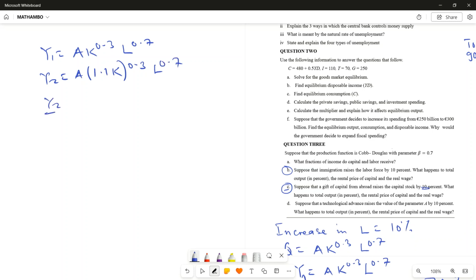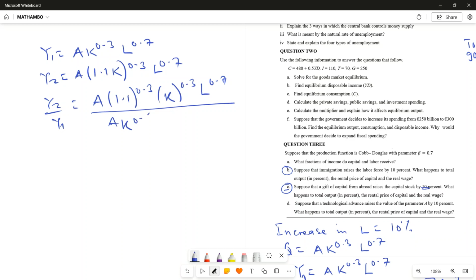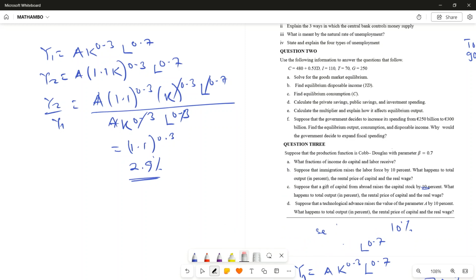Then just get the ratio y2 over y1, which will be A, then 1.1 to the power 0.3, then capital to the power 0.3, labor to the power 0.7, divided by the initial one, A K to the 0.3, L to the 0.7. So you cancel the A's, you cancel the capital and the labor. This will give you 1.1 to the power 0.3. When you punch in 1.1 to the power 0.3, you end up getting 2.9%, which means that after this 10% increase in capital, our output has increased by 2.9%.